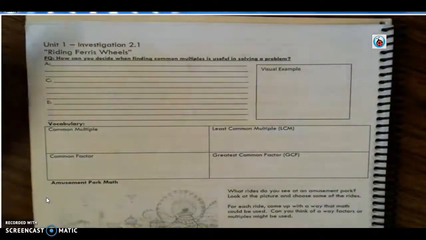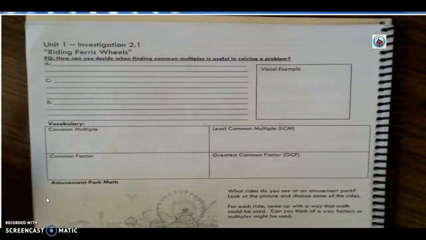Hey, good morning, guys. This is Unit 1, Investigation 2.1. So, hopefully you did well on the primetime quiz and you're good to go. And this is the next set of lessons in it.